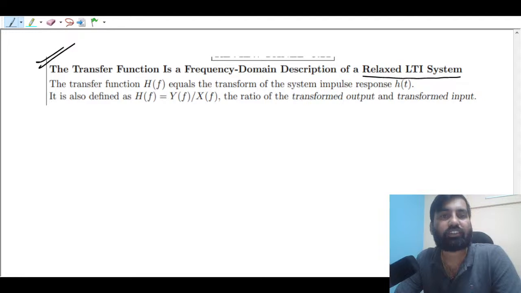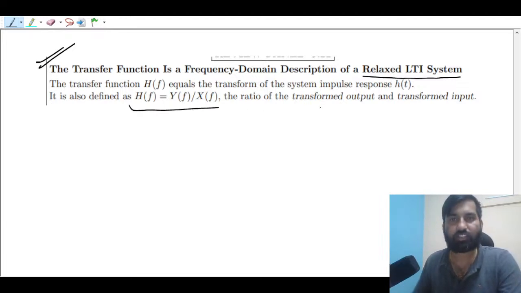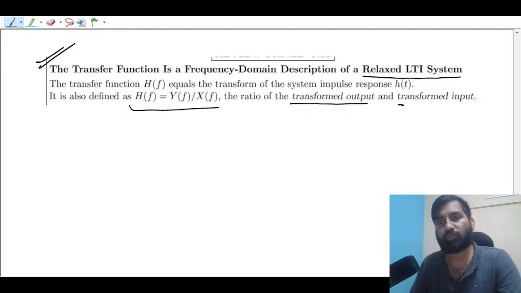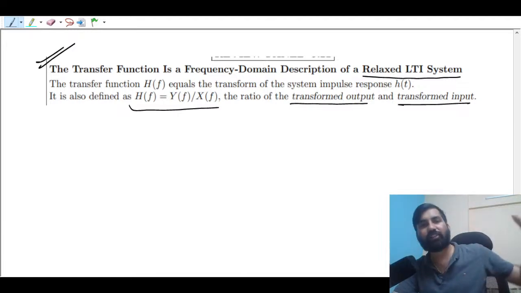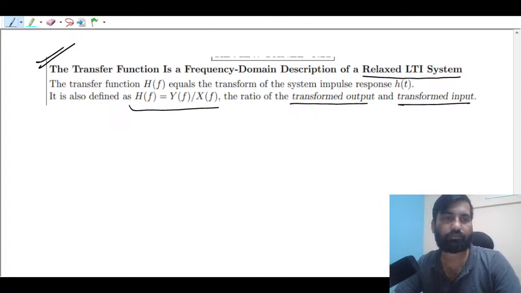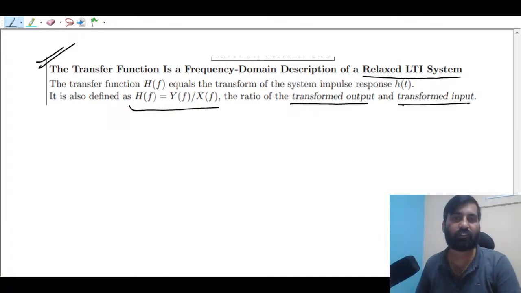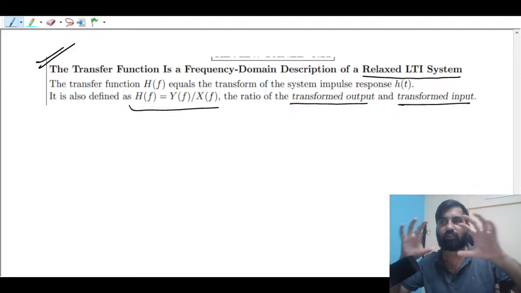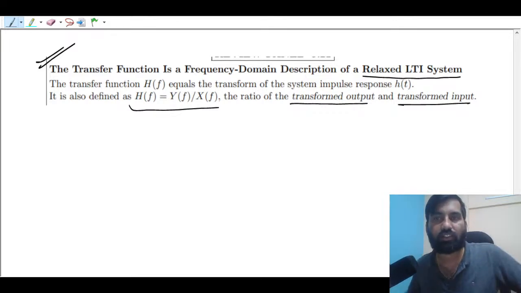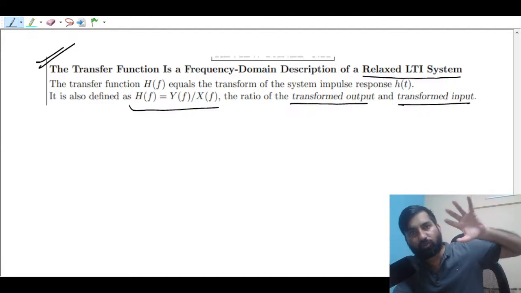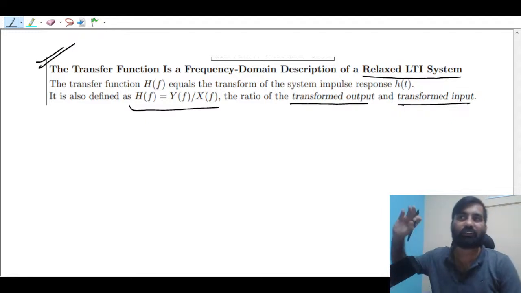The transfer function H of f equals the transform of the system impulse response. It is also defined as the ratio of the Fourier transform of the output upon the Fourier transform of the input. Suppose you have been given a relaxed system whose relationship is given by differential equations. Suppose any LTI system is described by a differential equation. To the left hand side the output will be there, to the right hand side the input will be there.